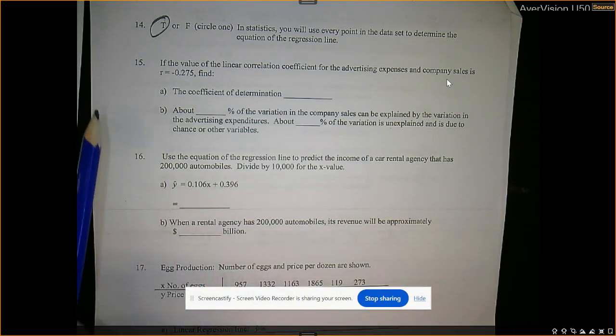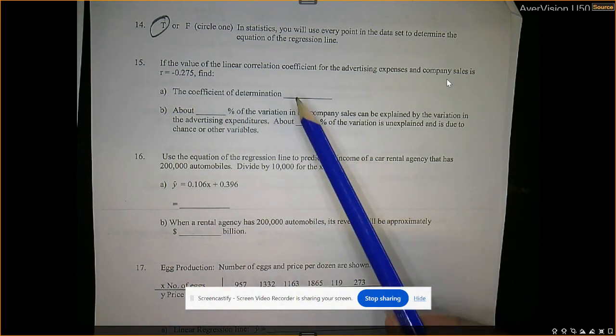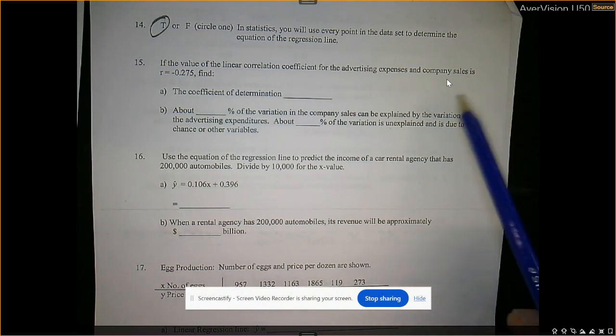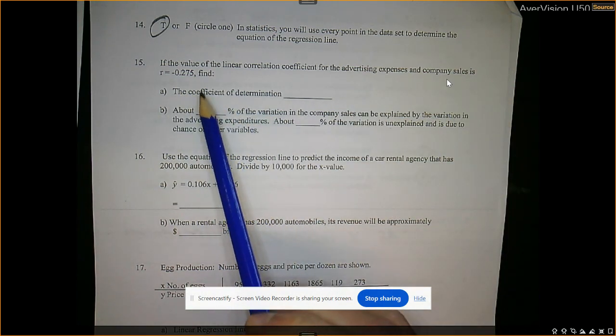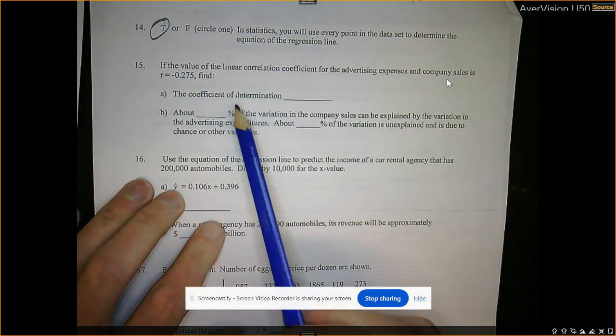If the value of the linear correlation coefficient for the advertising expense and company sale is -0.275, find the coefficient of determination.